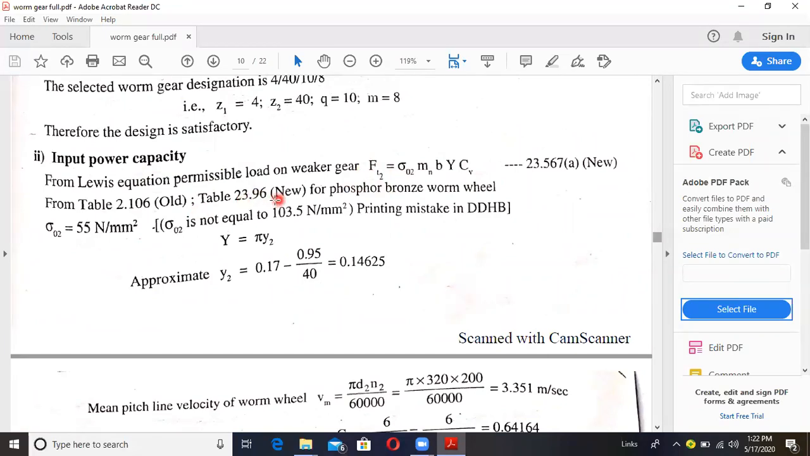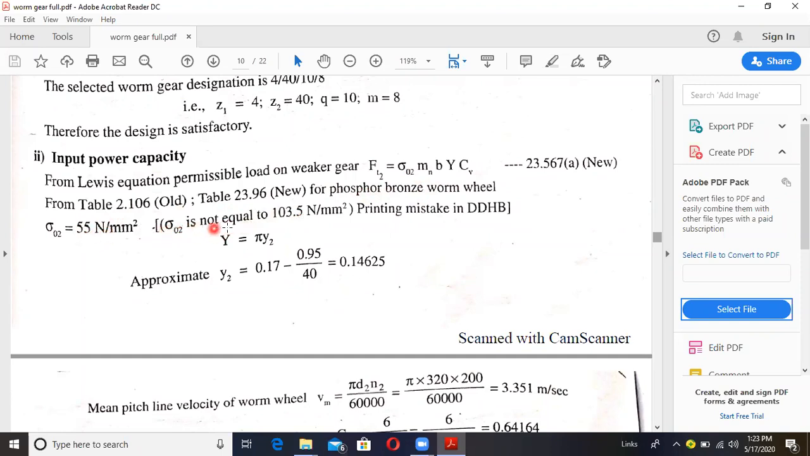So therefore, now for FT2, sigma naught 2 is unknown. It is the allowable stress for the gear material, worm wheel material. Since we have to take that one, we have to go for table number 23.96. Since they have given the worm wheel is phosphor bronze, for phosphor bronze sigma naught 2 is 103.5 Newton per mm square. So in data handbook there is a printing mistake, so it is 55.